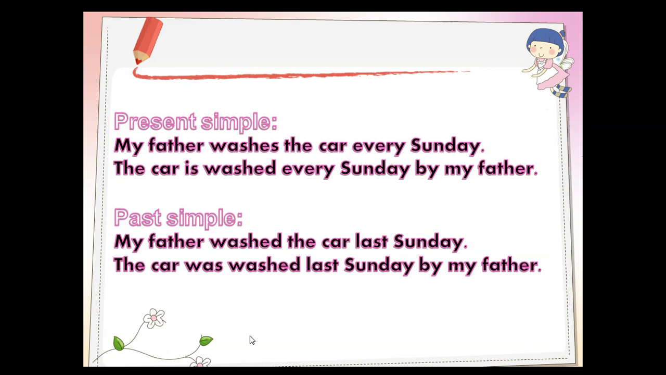In the present simple, for example, my father washes the car every Sunday. Washes is present simple. We start the passive sentence with the object, the car, and then we need is or are washed. Because it's just one car, we write is. The car is washed every Sunday by my father. But if it's in the past simple, for example, my father washed the car last Sunday, it's in the past. So it's the same. We start with the object, which is the car, but instead of is, we write was or were. And because again it's one car, we need was washed last Sunday by my father.